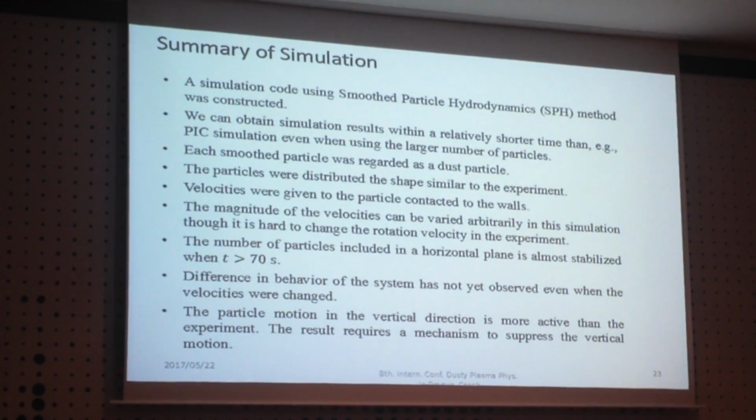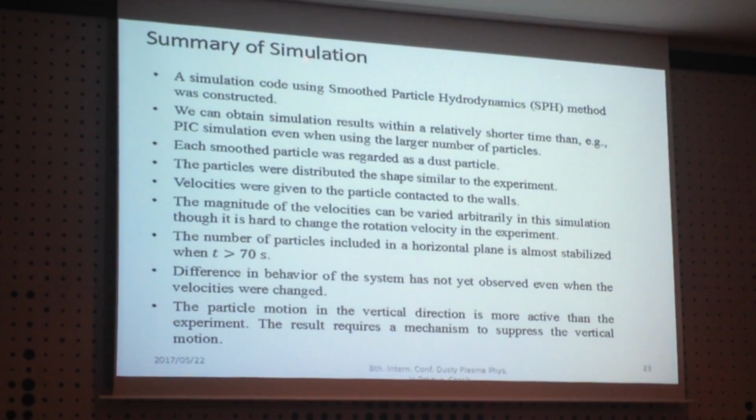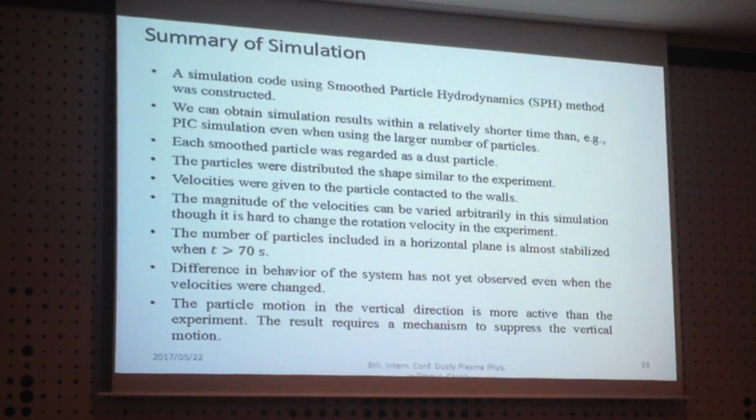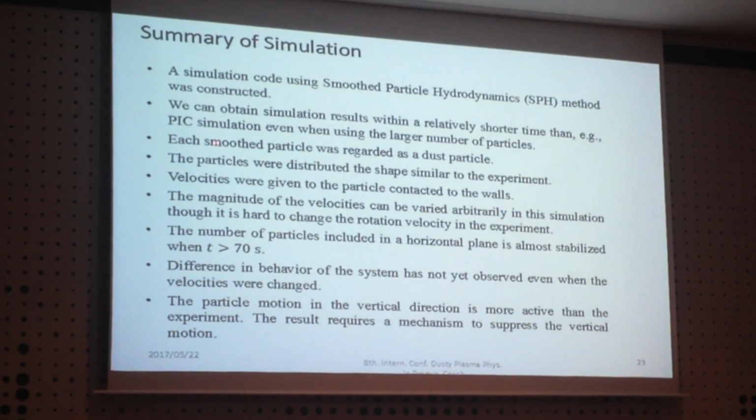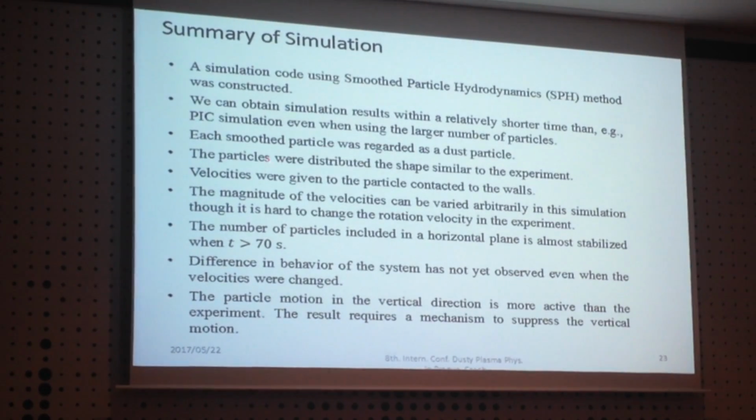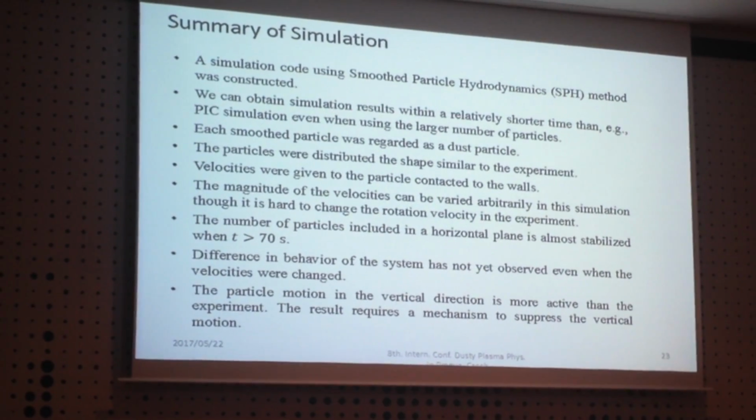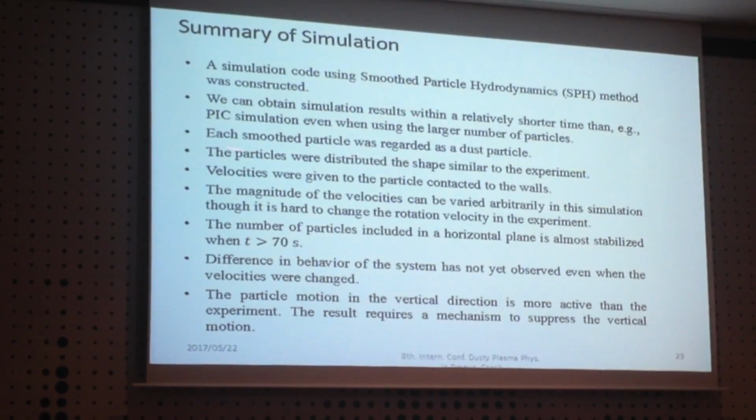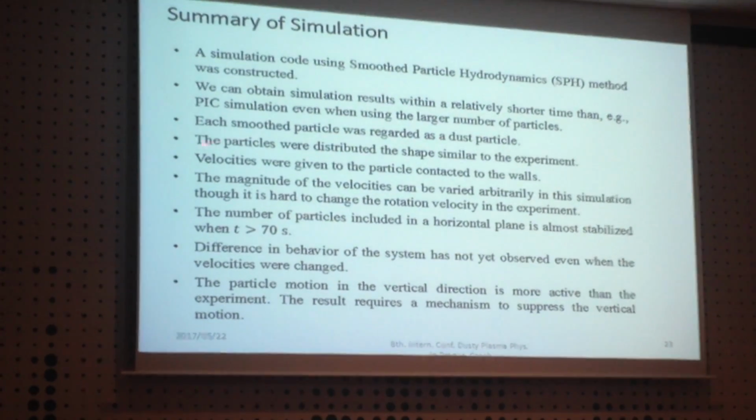To summarize the simulation result, a simulation code using a smoothed particle hydrodynamics method was constructed, and we obtained the simulation result in a relatively shorter time than a conventional simulation, even using a larger number of particles. This is because in this method, we don't have to calculate the Poisson equation. This is the reason we obtained such a result in a short time.